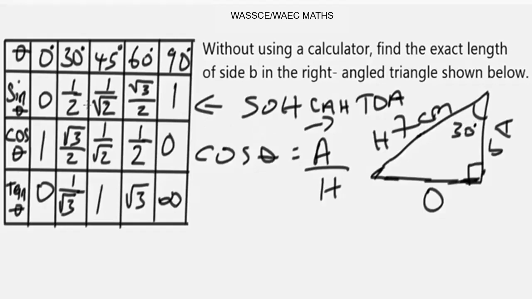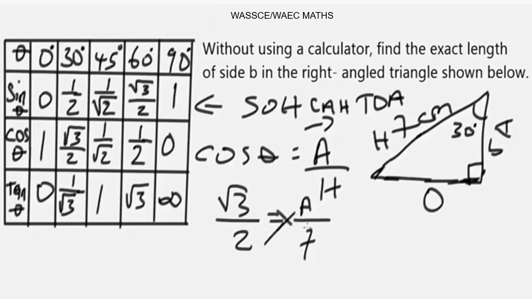Now this is where you use this table. By the time you see this kind of question, you have to draw this table and figure out cos 30 from the table. From this table, cos 30 degrees is what? We have it to be root 3 over 2, equals adjacent over hypotenuse. The hypotenuse side is what? 7. Now we're looking for the B, that's the adjacent side.